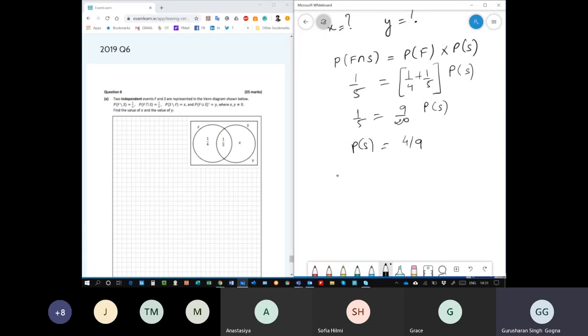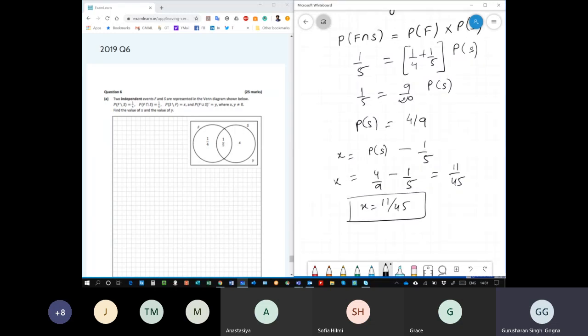So according to the Venn diagram, what is X? X should be probability of S minus 1 over 5. That's the remaining part. And 4 over 9 minus 1 over 5 will give you 5 for the 20, 20 minus 9 is 11. So 11 over 45. So this is the value of X. Okay, so we got X.